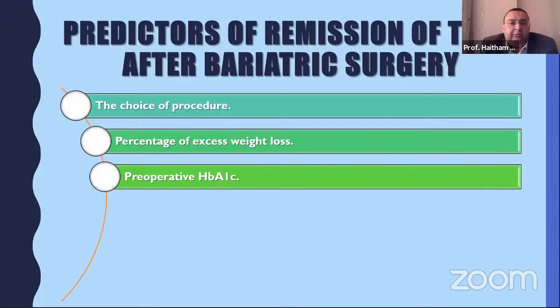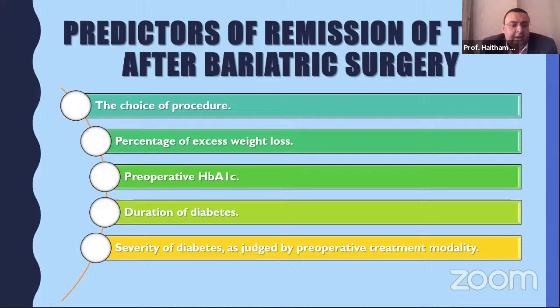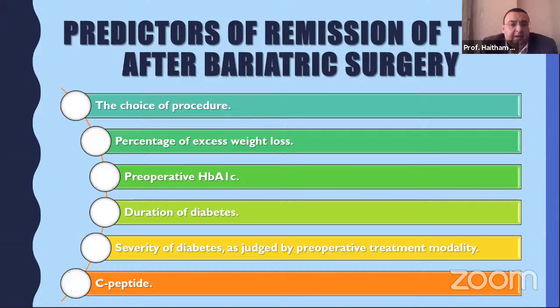Predictors of remission of type 2 diabetes after bariatric surgery may be the choice of the procedure, the percent of excess weight loss, the preoperative hemoglobin A1C, the duration and severity of diabetes, and the C-peptide. This is mostly related to the residual beta cell function in the patients.